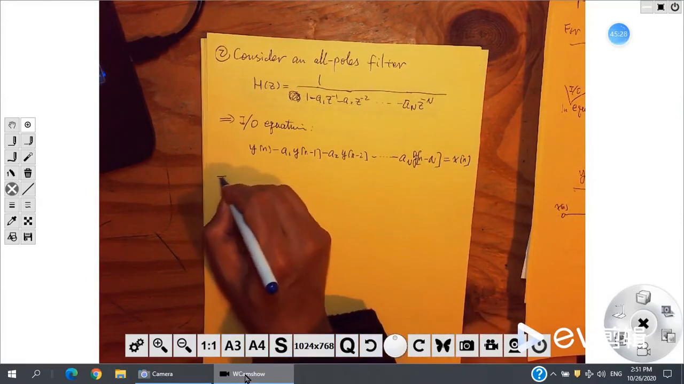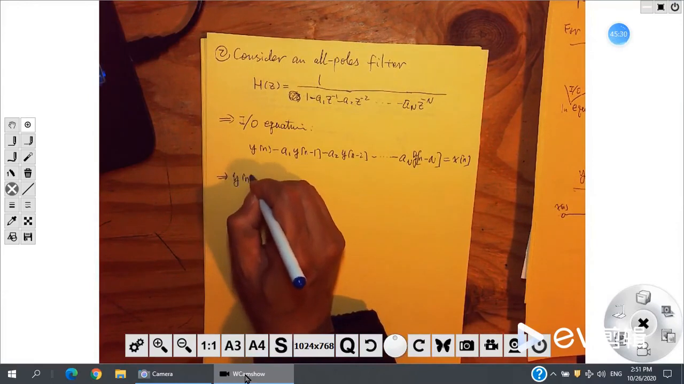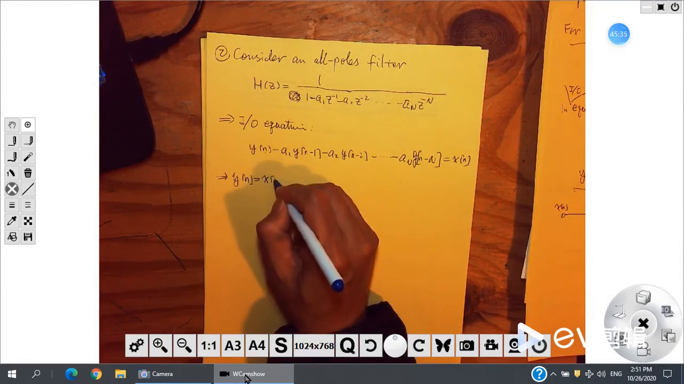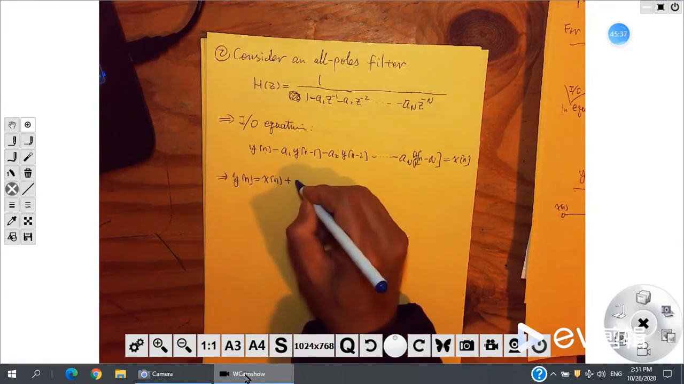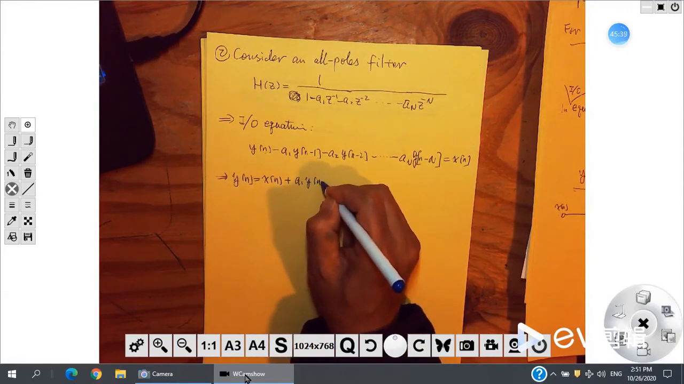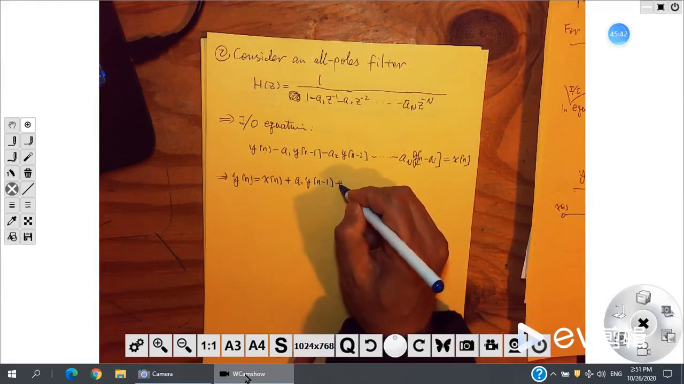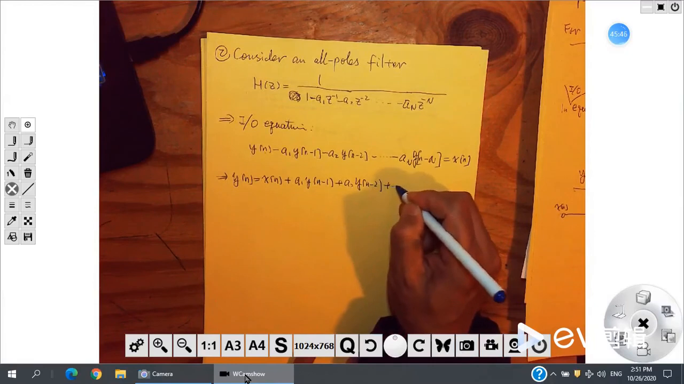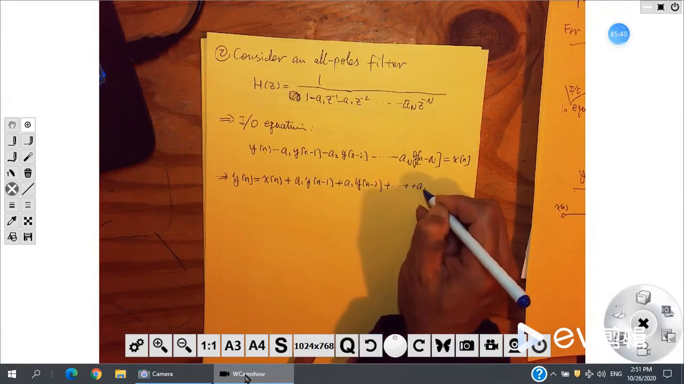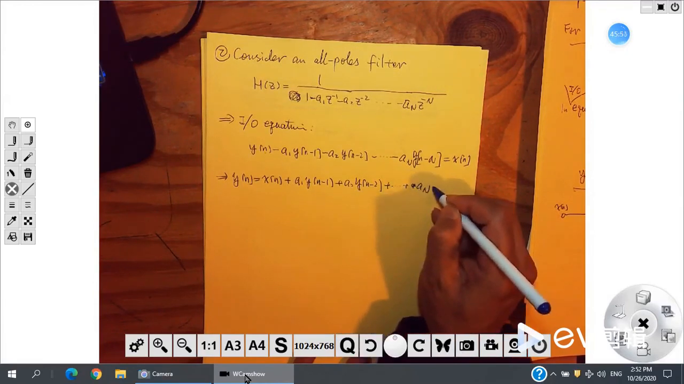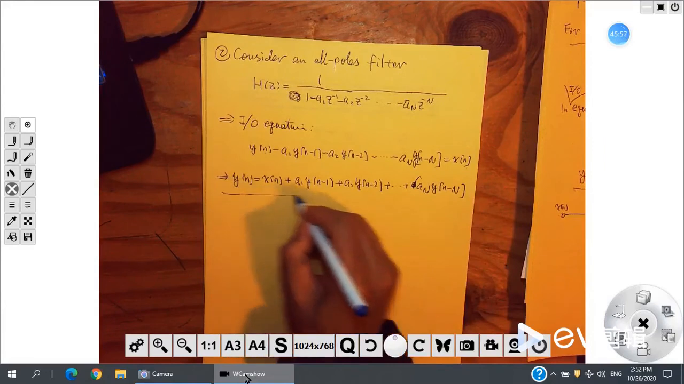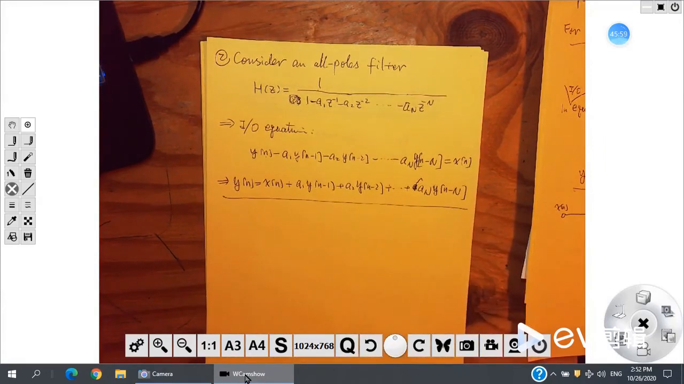Then we can have, we want what is y. y at time n will be x of n plus a1 times y of n minus 1, plus a2 times y of n minus 2, plus until plus aN times y of n minus N. We have this. Okay, then we can have the structure.